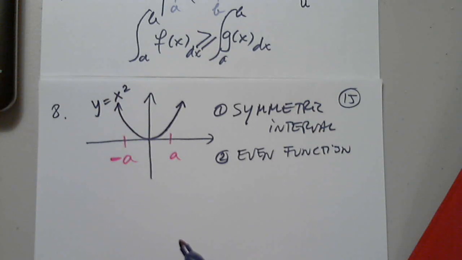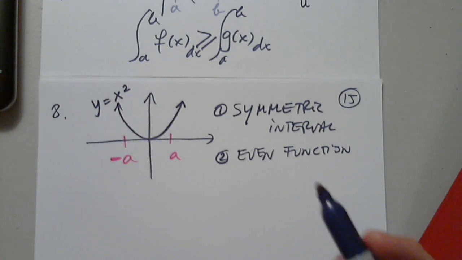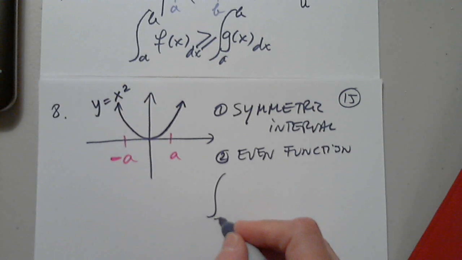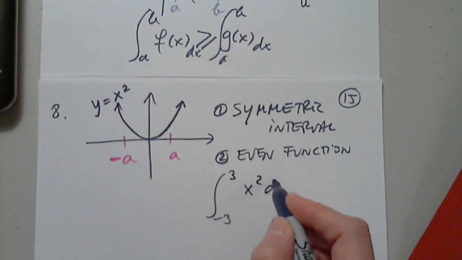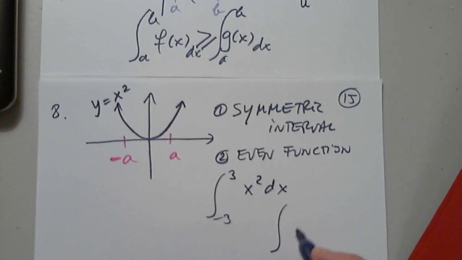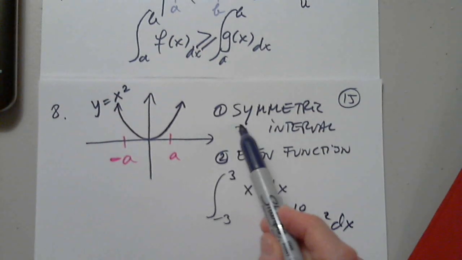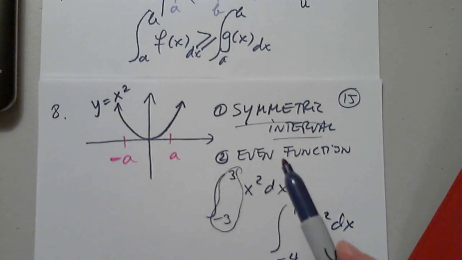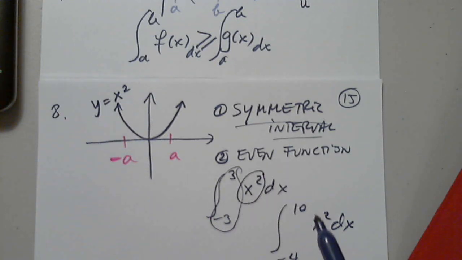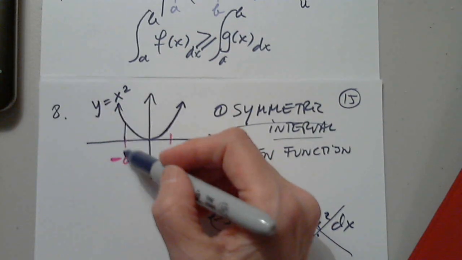No, because I may be asked to find the integral from negative 3 to 3 of x squared dx, but I may be asked to find the integral from negative 4 to 10 of x squared dx. Okay. So both conditions have to happen, symmetric interval and even function. Because this is an even function, but the interval is not symmetric, so this is not applicable here. So let's see what happens.